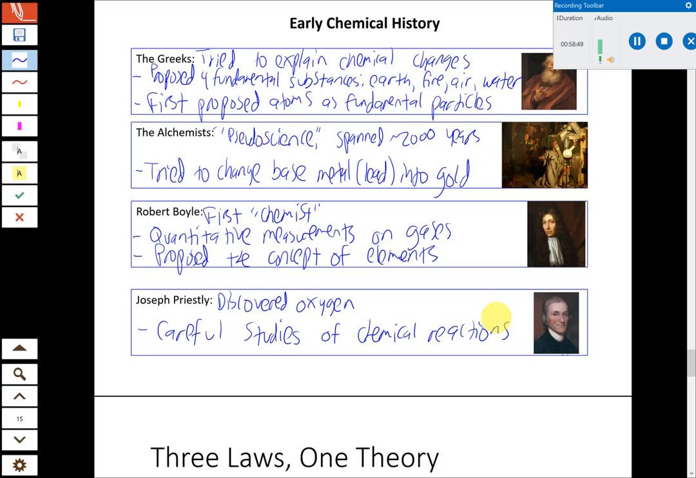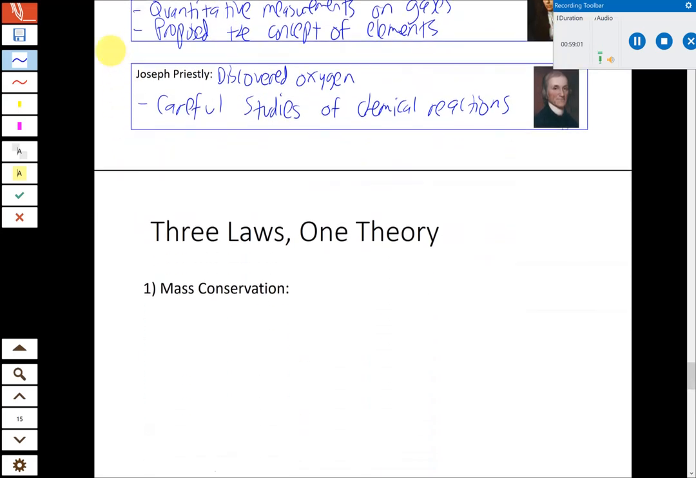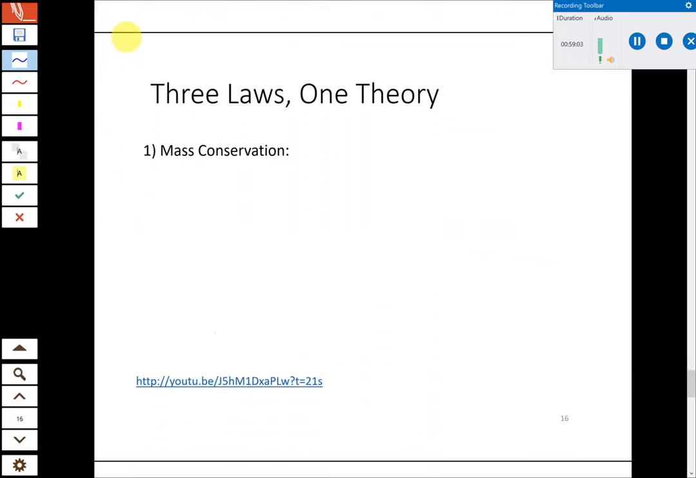And then he started really understanding how we can turn one substance into another, and how to systematically study that in very good detail. So this is the early chemical history that gets us into what we're going to start out with in this course. What this course starts out with are the three mass laws, and these three mass laws will lead, as we'll see, to the development of the atomic theory, the idea that all substances are made up of atoms.